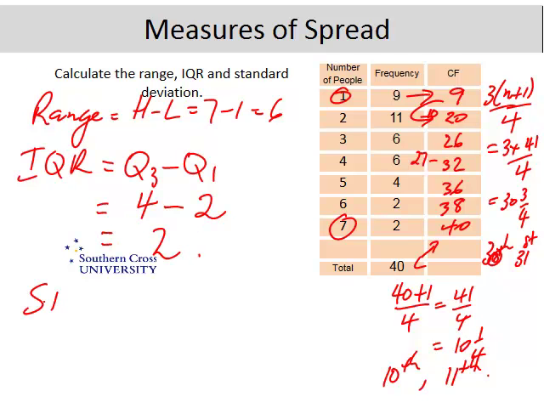And this time the standard deviation, treating it as a sample, will be about 1.75 if you go to 2 decimal places.